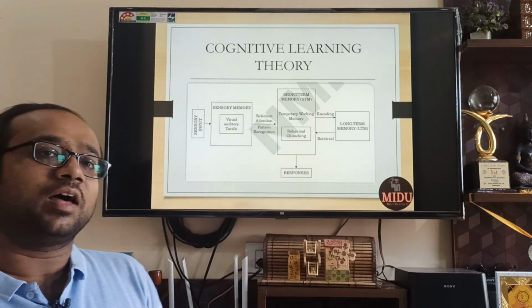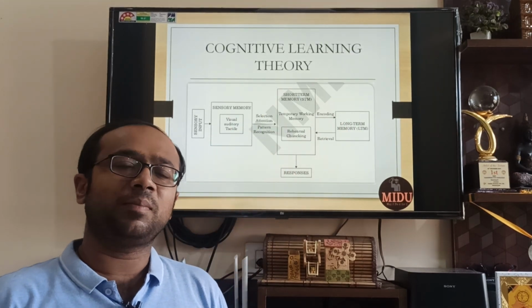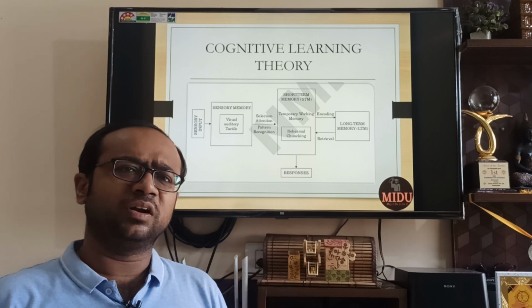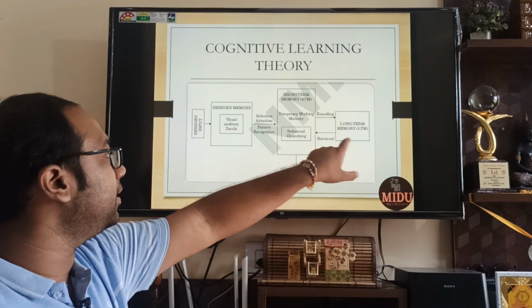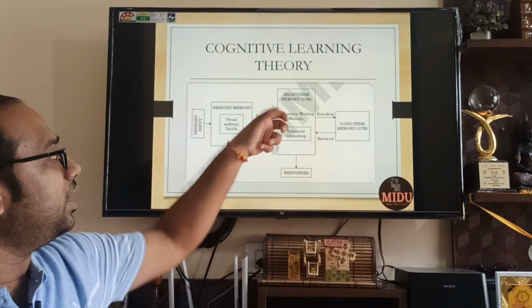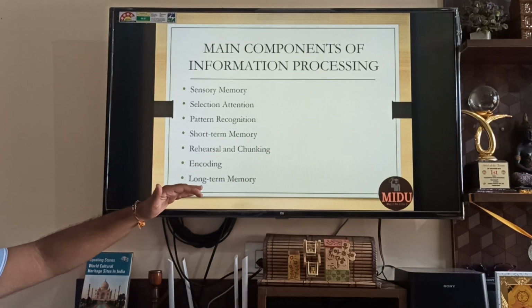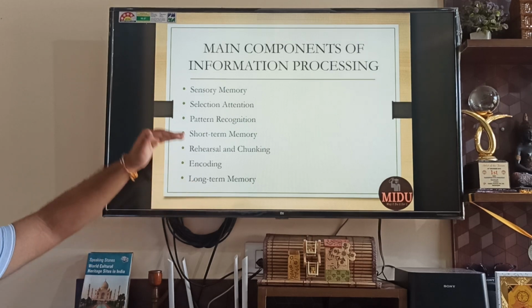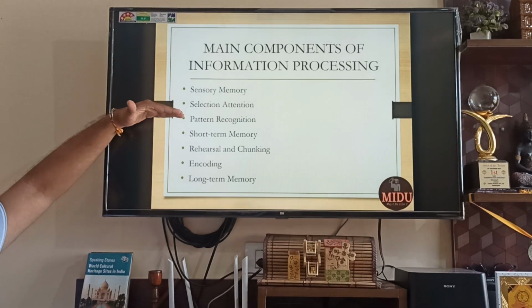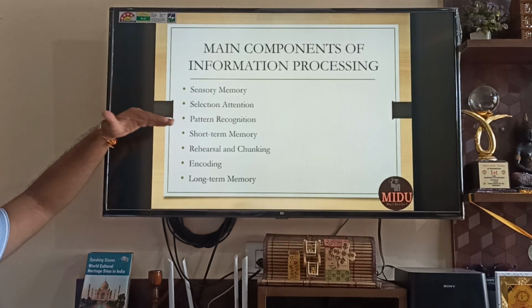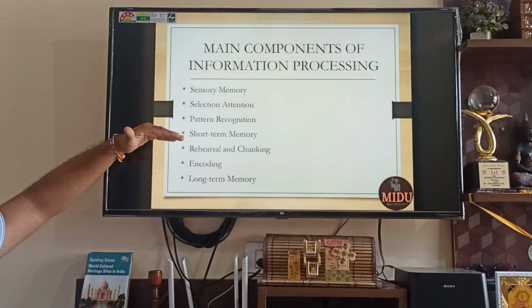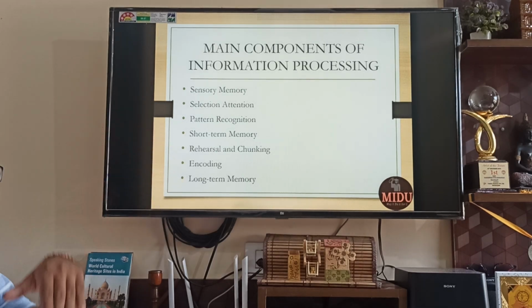So for example, someone asks you a question and you think for some time and then you say, yes, I have studied it, the answer is this. So what is happening? Retrieval is happening. Now let us discuss all these steps one by one. First of all, we have listed the 7 steps of information processing: sensory memory, selection attention, pattern recognition, short term memory, rehearsal and chunking, encoding, long term memory.